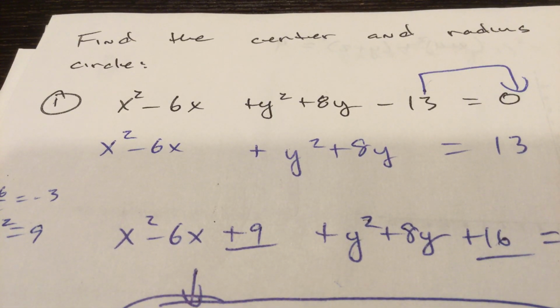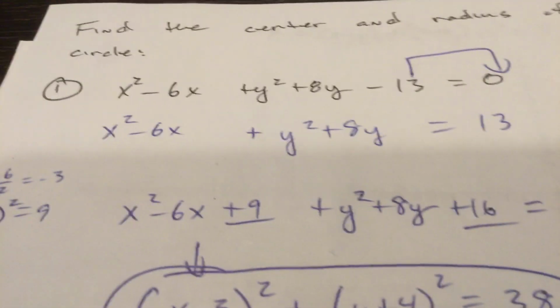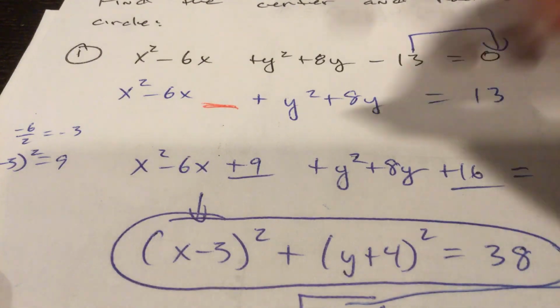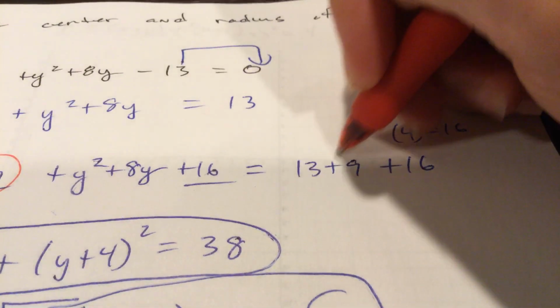x² - 6x + y² + 8y - 13 = 0. Move the 13 over to the other side. Always move the constant over there. What you're going to do is complete the square twice. You're going to take half of negative 6, which is negative 3, and square it. That is a positive 9. If I add 9 to the left, I need to add 9 to the right.